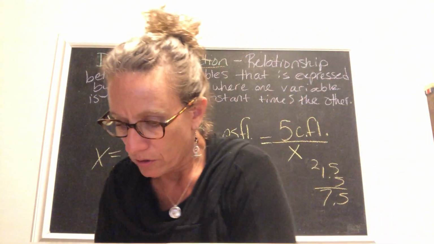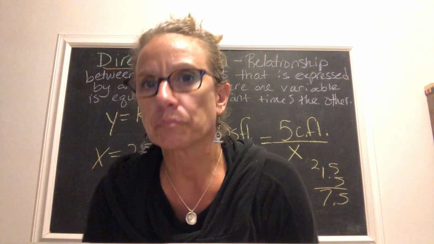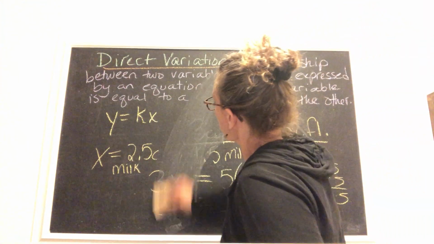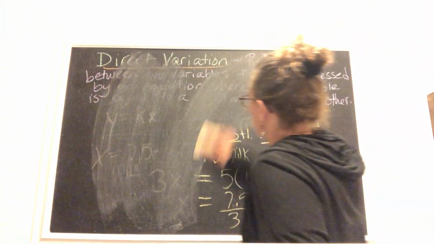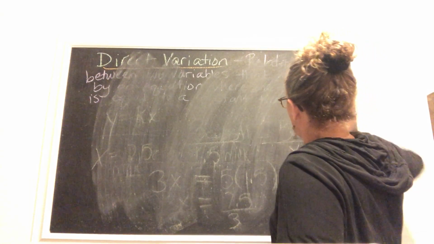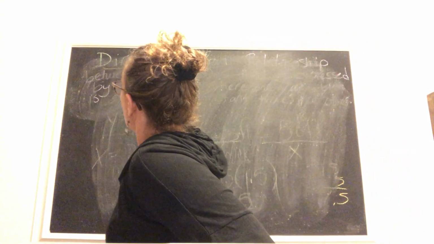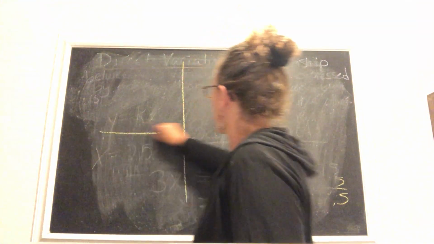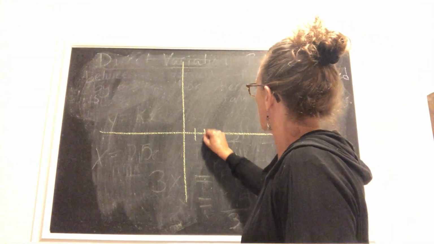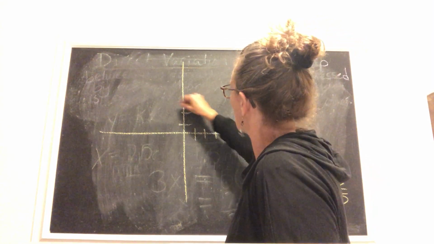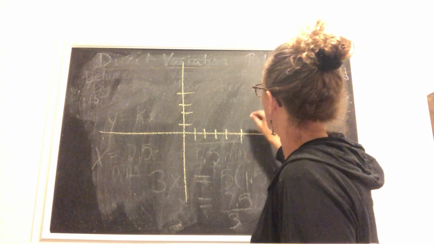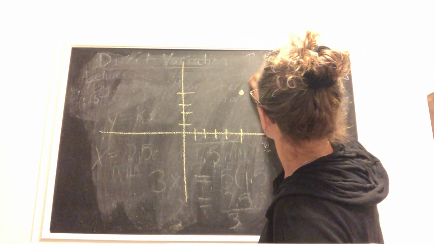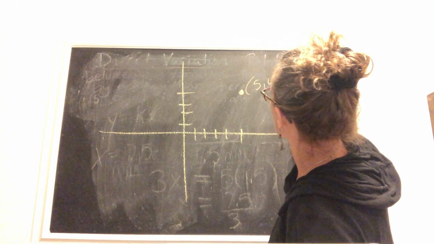Okay, so how does this appear on a graph? Say you have a graph, and the graph gives you a point and tells you that there's a direct relationship, a direct variation, for the point (5, 4). So here's the point (5, 4).